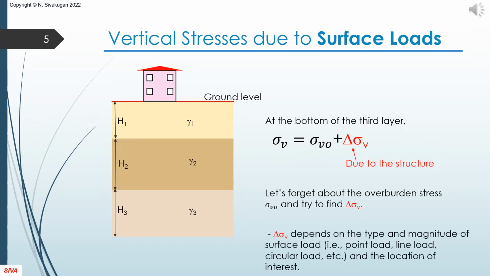The vertical stress at a point is the overburden pressure plus the increase, delta sigma V, caused by the surface load. In this chapter, let's just focus on the increase delta sigma V and look for ways of determining that. The delta sigma V depends on the shape of the loaded area, magnitude of the applied pressure, and the point of interest.